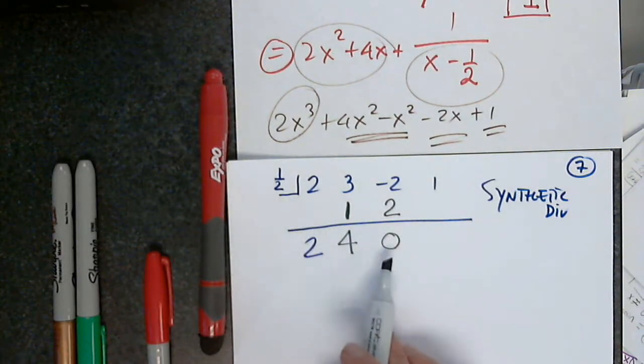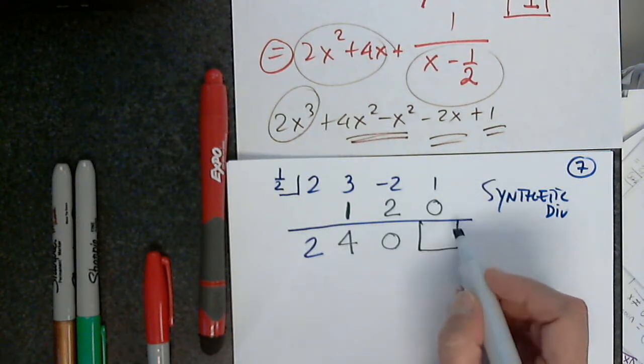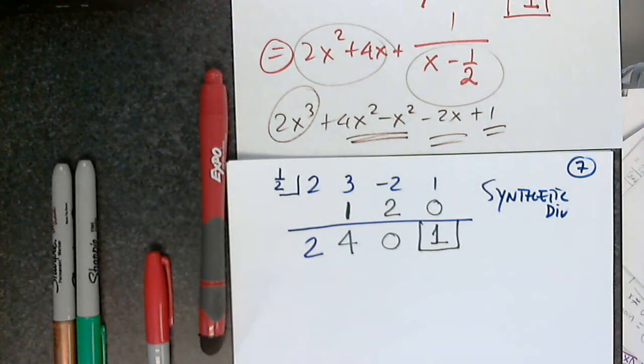And then 1/2 times 0, and I write the answer here. I always box in the last number. Why do I box in the last number, and what does it represent? That's your remainder. Of course.